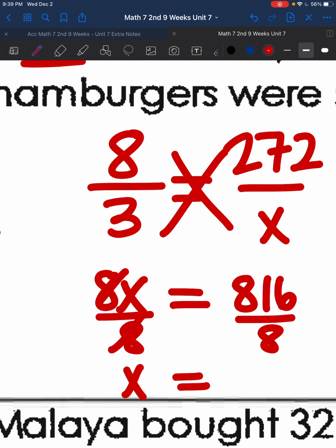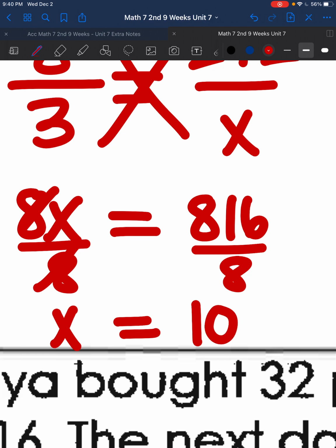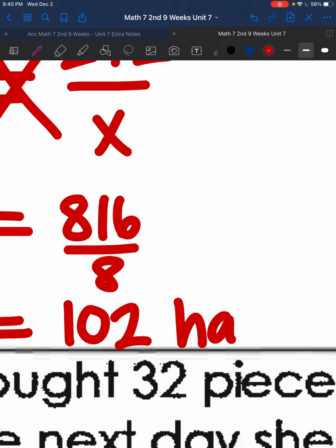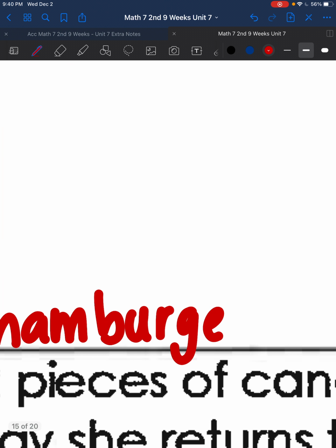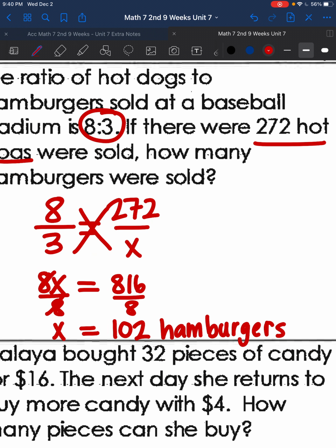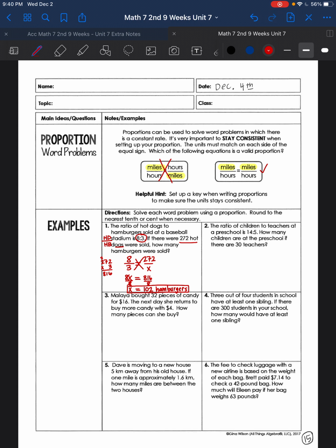Now to get that X by itself, I divide by 8 on both sides. And I get X equals. Now, I don't know this off the top of my head, but I can figure this out. I know that 8 goes into 800 100 times. I also know that 8 times 2 is 16. So I know that X must be 102. 102 what? 102 hamburgers. So don't forget to write your units or to answer your question. So 102 hamburgers is what answers my question today.